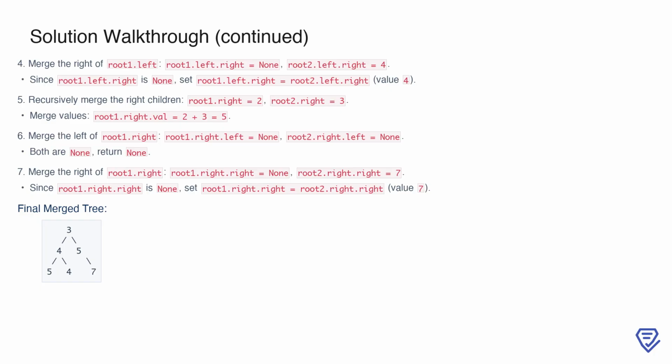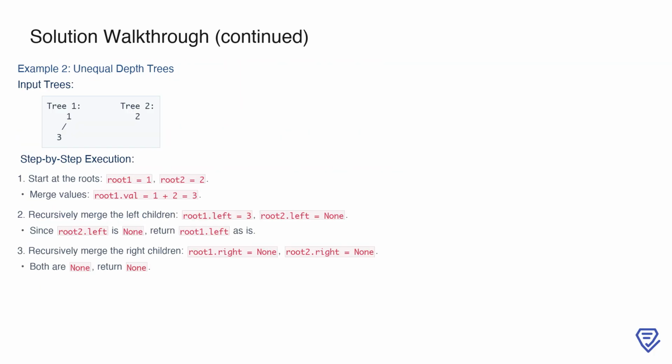The final merged tree is now fully constructed, with nodes arranged as shown. In this example, we examine trees with unequal depths. Tree 1 has a root value of 1 and a left child with a value of 3, but no right child. Tree 2 has a root value of 2, but no left child.